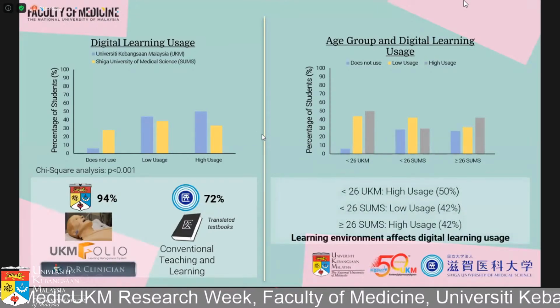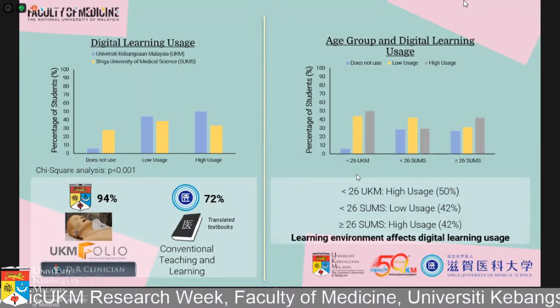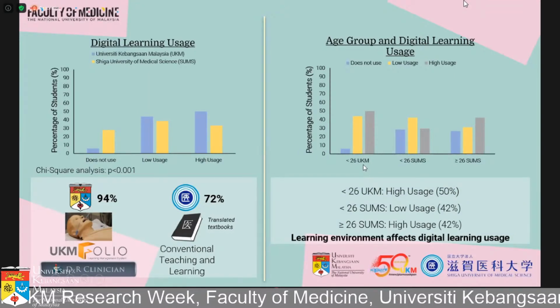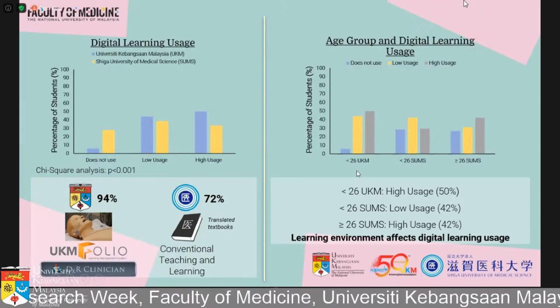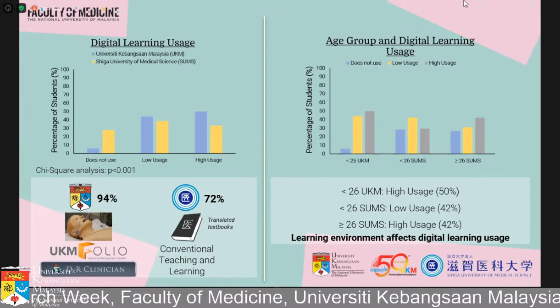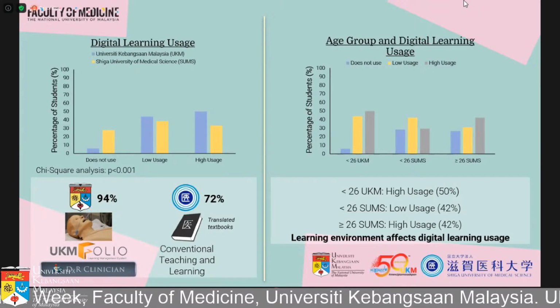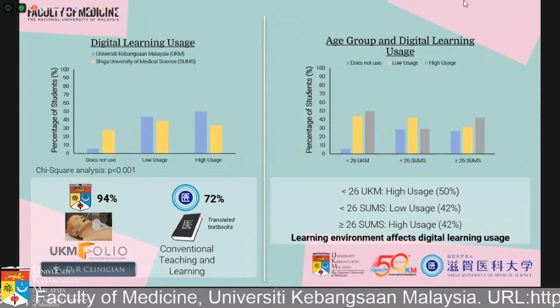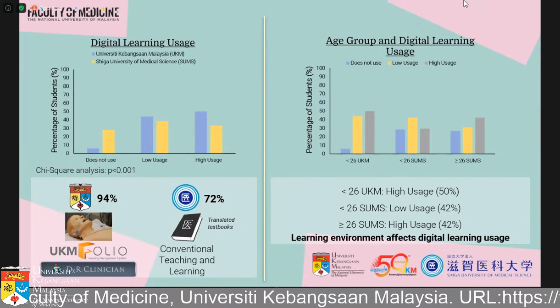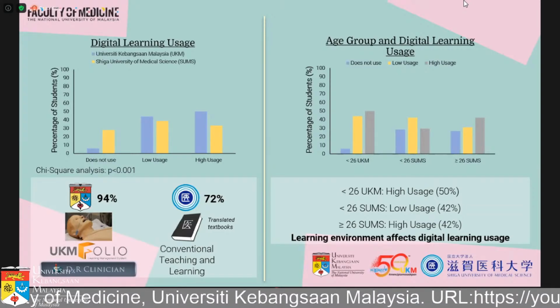So as you can see in this graph on the right, UKM has only one group because all our students are less than 26 years old and half of our students have high digital learning usage. While for that of SUMS, for the younger age group, most of the students have low digital learning usage, while for the more mature age group, it has high digital learning usage.